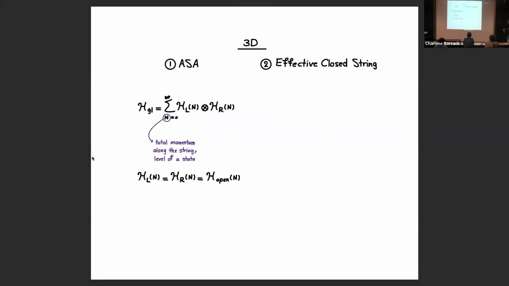ASA makes two assumptions. The first one is that the Hilbert space of glueballs can be built by summing over the string levels, and at each level, the Hilbert space is equal to the tensor product of left-moving and right-moving excitations. The second assumption is that the Hilbert space of left-movers and right-movers is the same as the Hilbert space of an open string. I emphasize that I'm talking about 3D here because in higher dimensions, we could have additional degrees of freedom on the worldsheet.